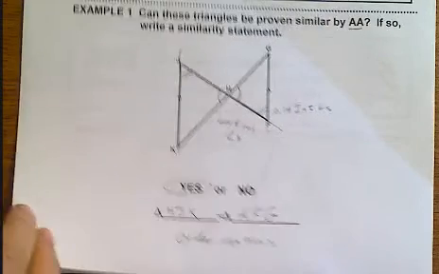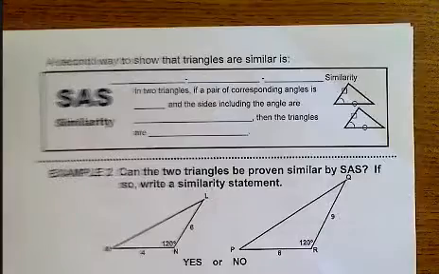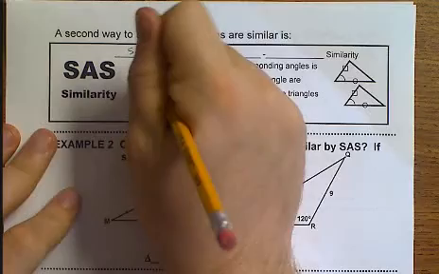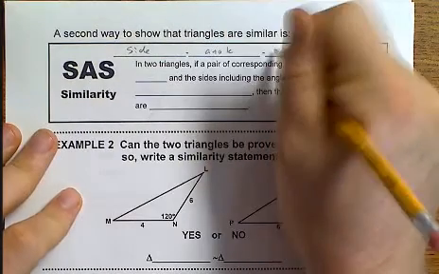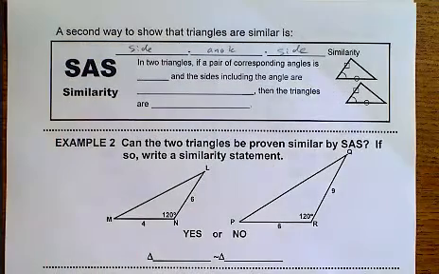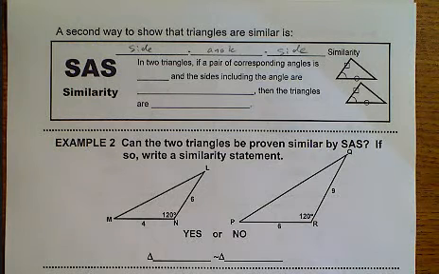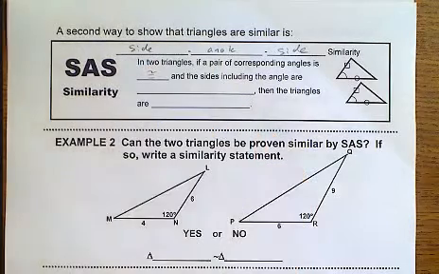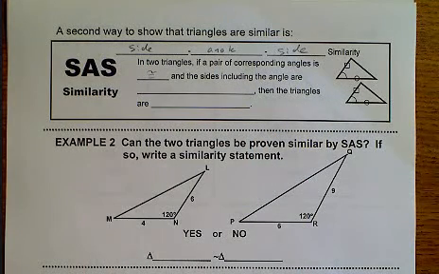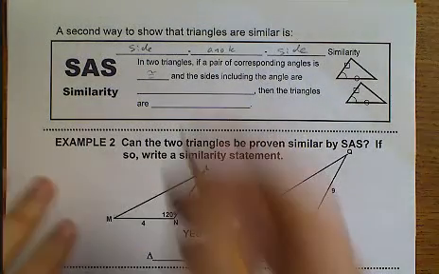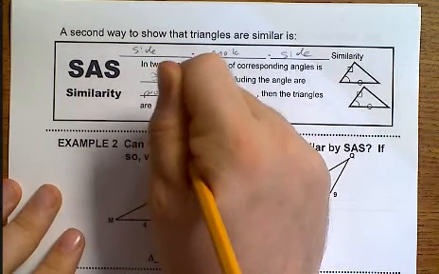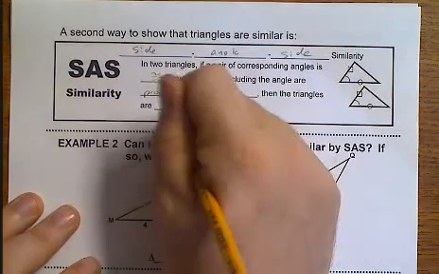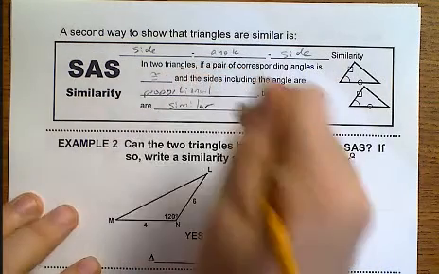Let's go ahead and talk about another one. SAS. Side, angle, side similarity. Now in two triangles, if a pair of corresponding angles is congruent, and the sides including the angle are proportional, then the triangles are similar.